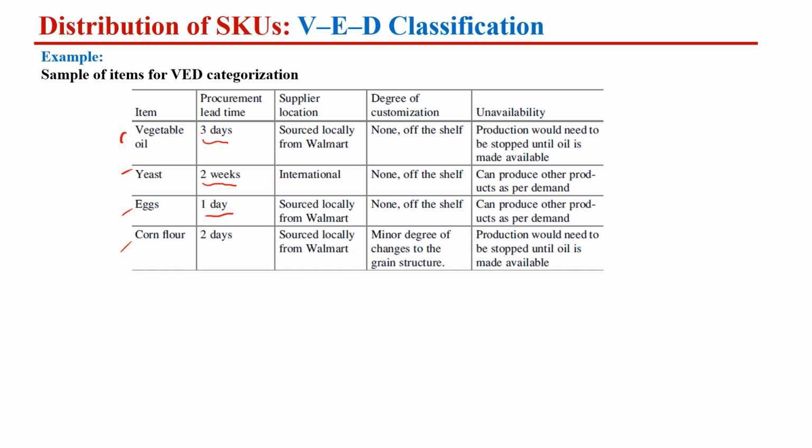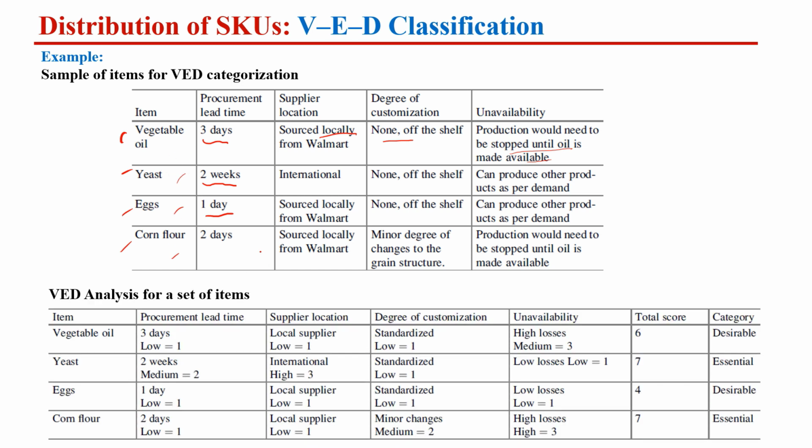Similarly, for the vegetable oil, we basically have a local supplier. The degree of customization is none, so that means it's a highly standardized product. Then we are saying that in case of unavailability, production needs to be stopped until the oil is made available. So that's what we are basically categorizing in terms of the risk. The same is the case for the yeast, egg, and corn.